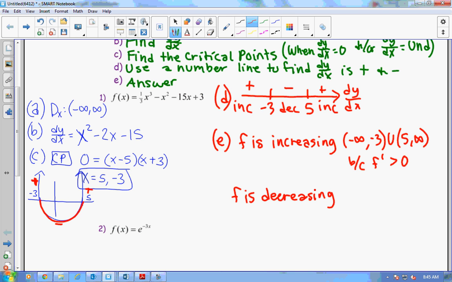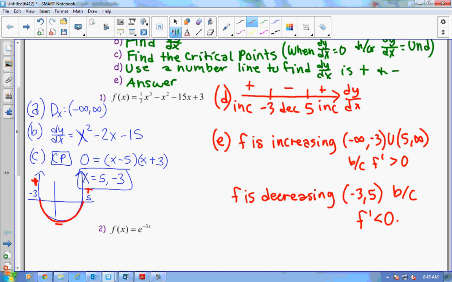F is decreasing on what interval? Good. And what type of brackets and parentheses go around negative 3 to 5? Parentheses. And we know this because what? F prime is less than 0. Okay?